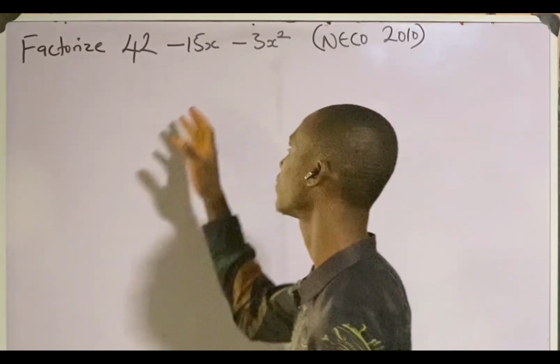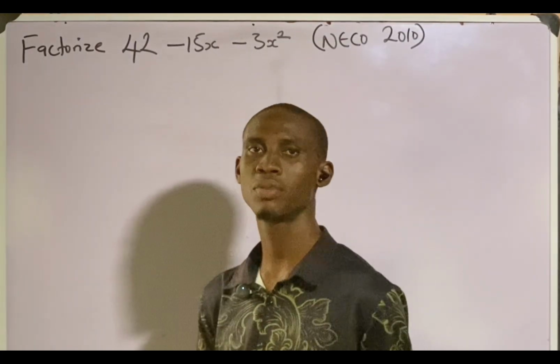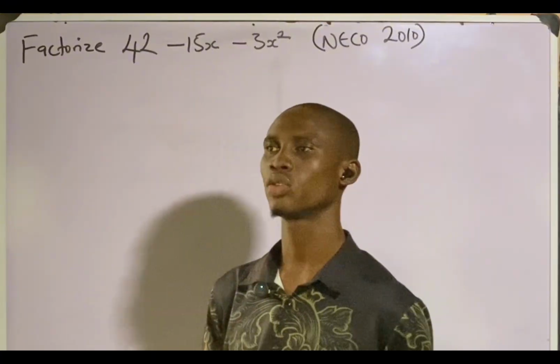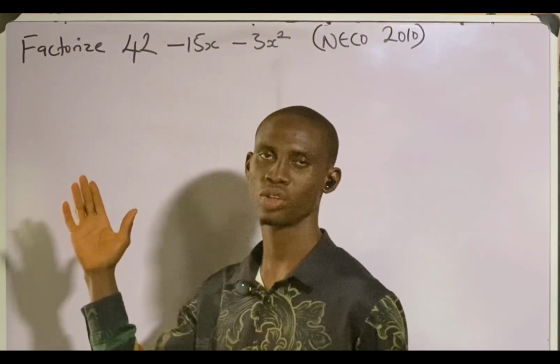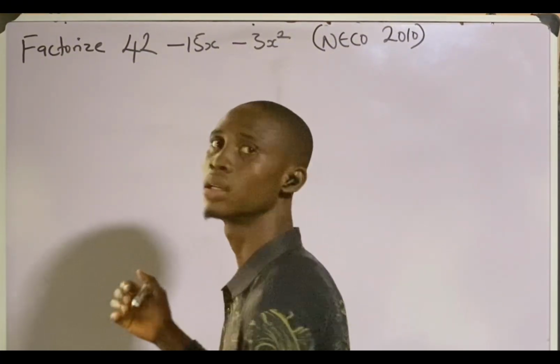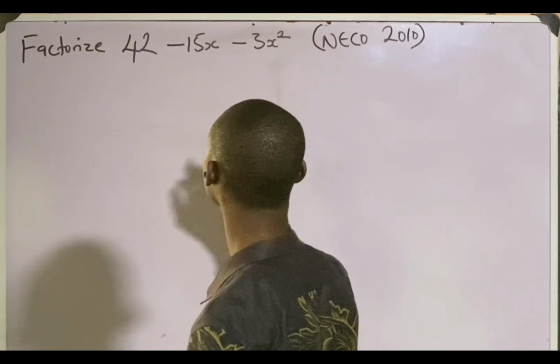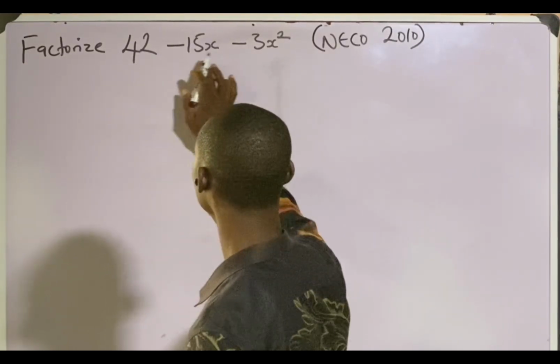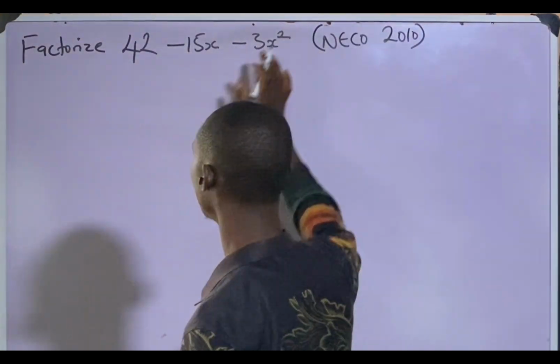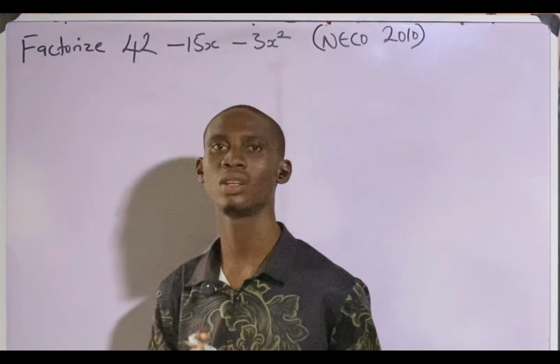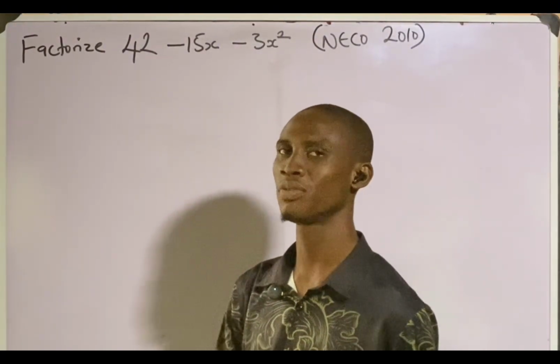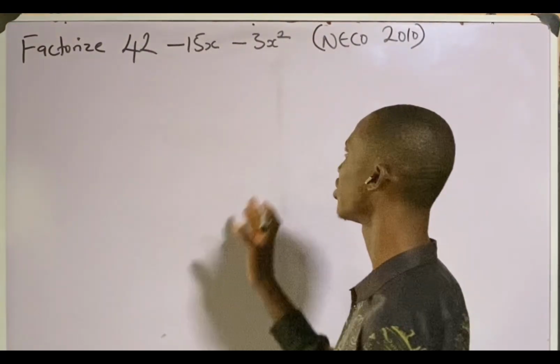So we have a question. This is a continuation from our previous video, right? This is a quadratic equation, right? We are looking at this equation that is saying 42 minus 15x minus 3x squared. If you consider the previous video, this looks rearranged.